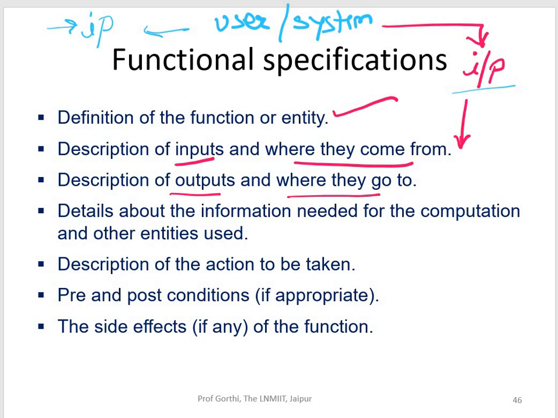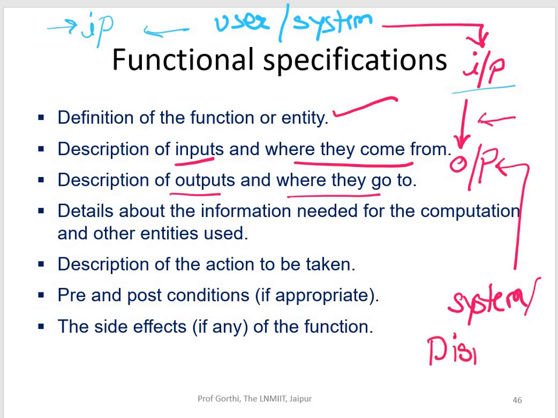Then I need to give the description of the outputs and where they are going, right? From input, some processing takes place and I get some output. So I need to give the details about the kind of output we have, plus where it has to go. That means this output has to go to some other system, or it has to be displayed on the screen for the end user.